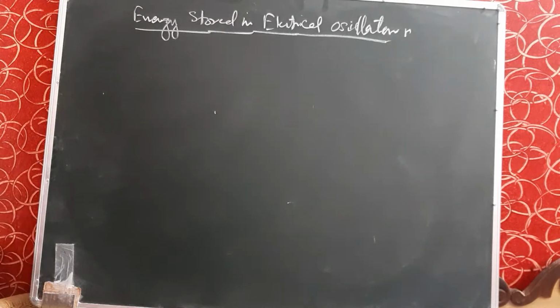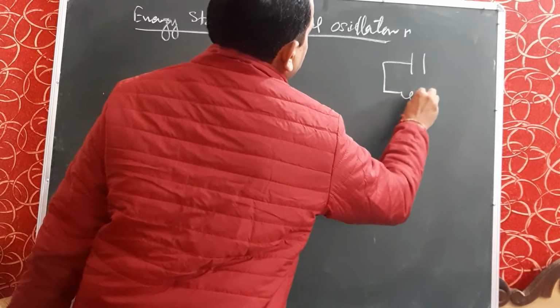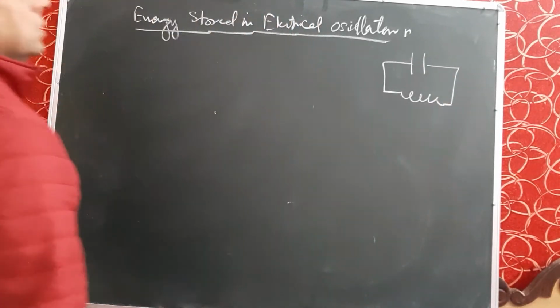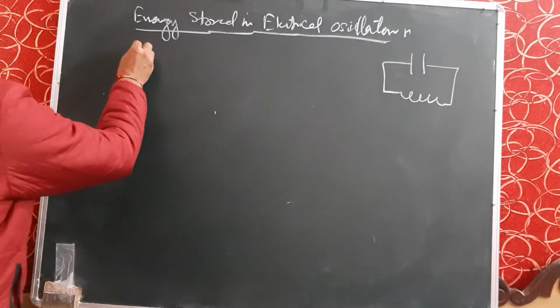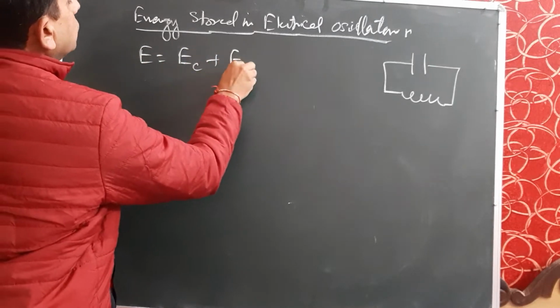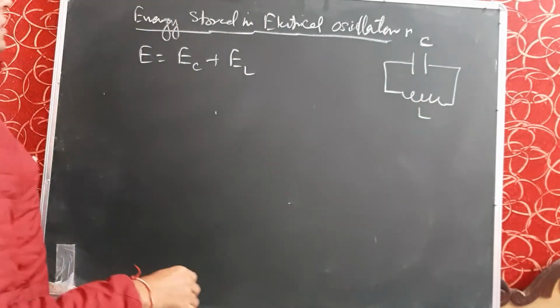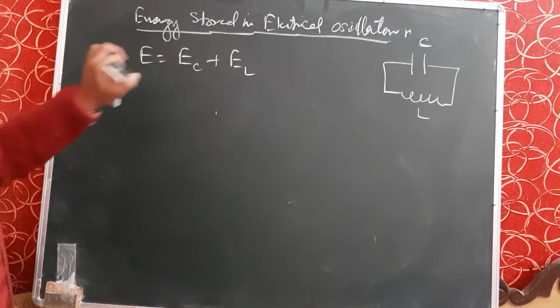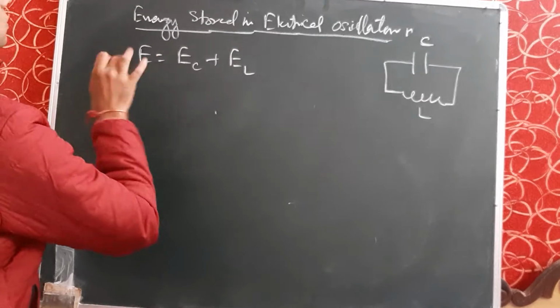We know that electrical oscillator consists of L and C, that is capacitor and inductor. So, net energy stored in the electrical oscillator is energy due to capacitor plus energy due to inductor. So, the total energy is the sum of energy stored in capacitor as well as energy stored in inductor. Now, we will find separately first EC then EL.